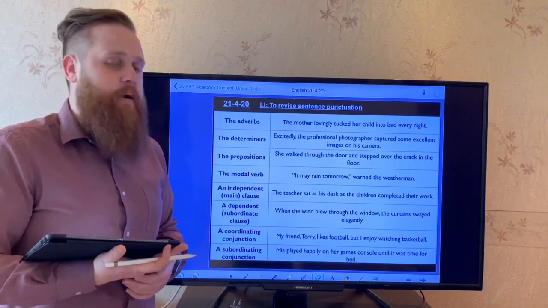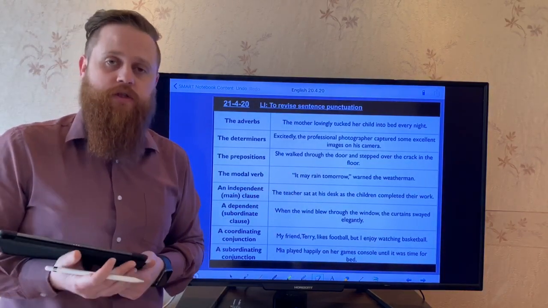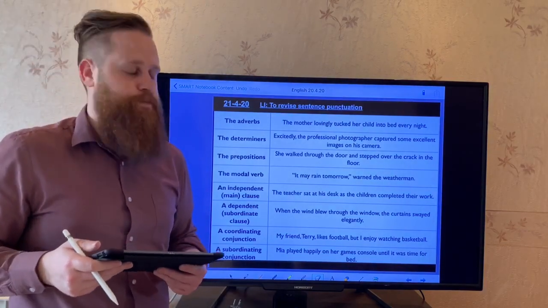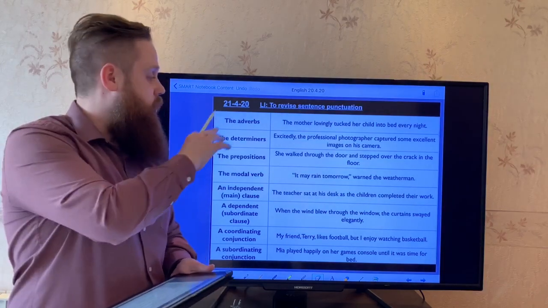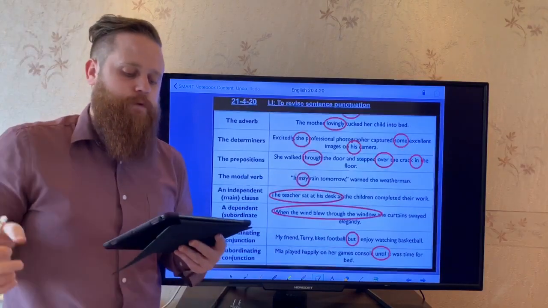Now then, I would like you to pause this video in a second and have a go at this. So pause the video in 3, 2, and 1, pause. Okay, hopefully you've now completed them. You've found all these different elements and we are now going to have a go at going through the answers.